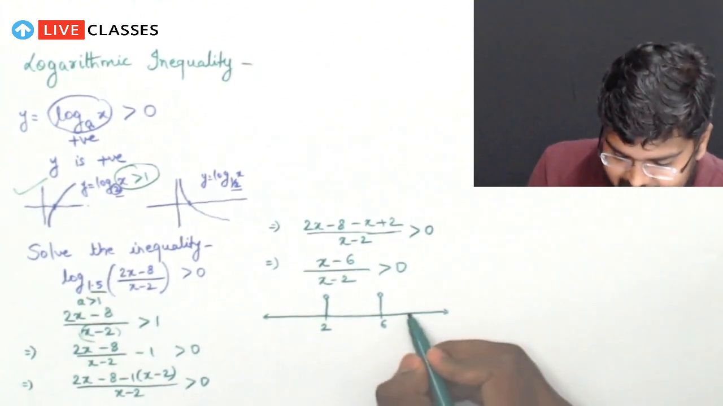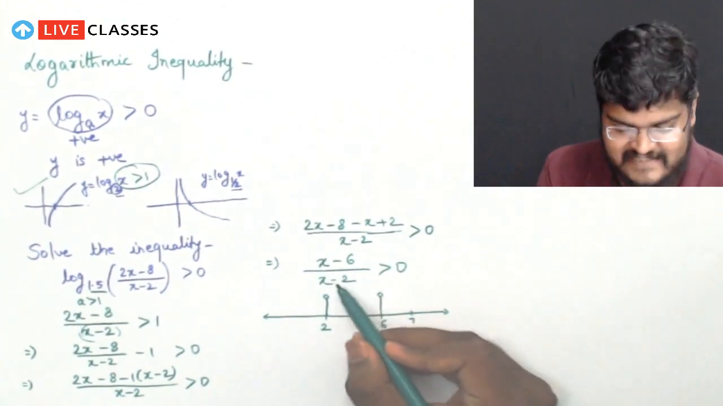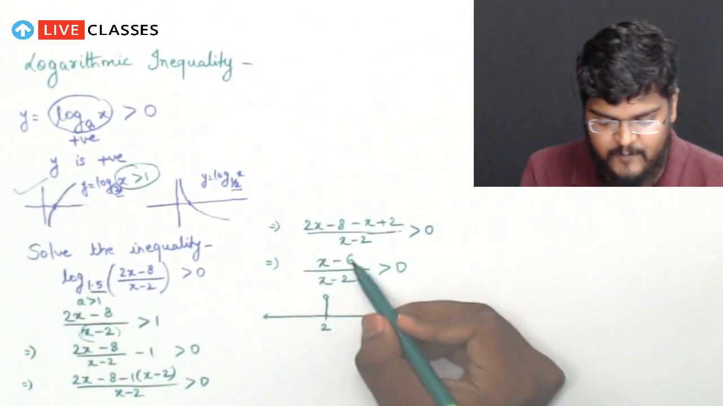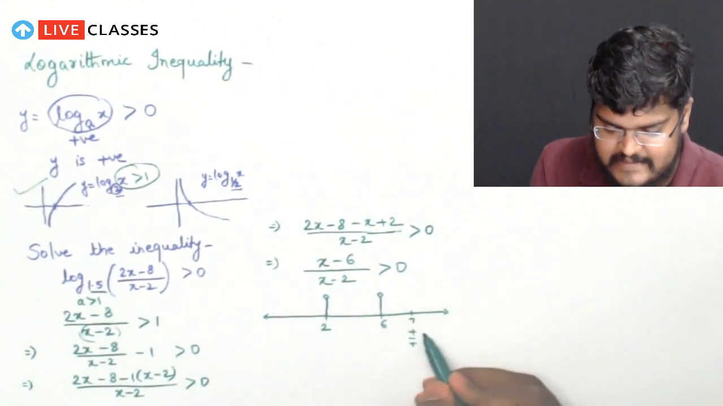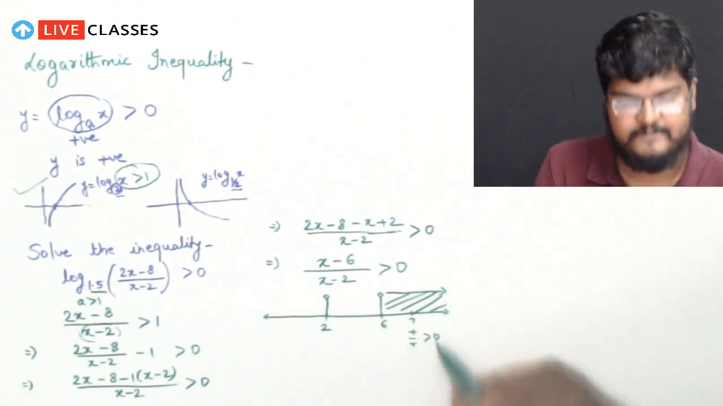The one that's satisfying is a solution set for our given inequality. So if I take the value of x greater than 6, let's say if I take 7, then 7 minus 6 is positive, 7 minus 2 is positive. So positive upon positive is greater than 0, which is why this particular part is there in our solution.